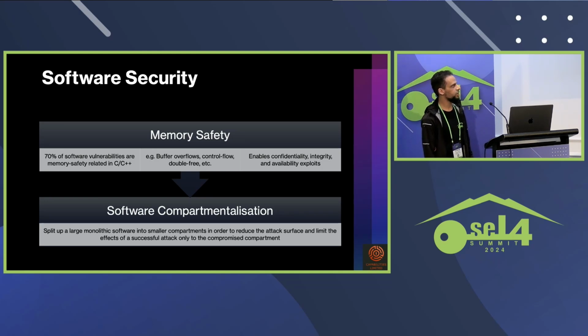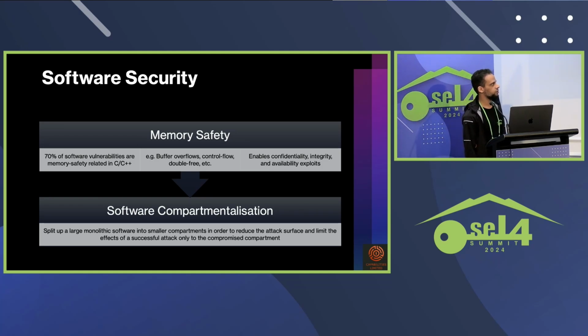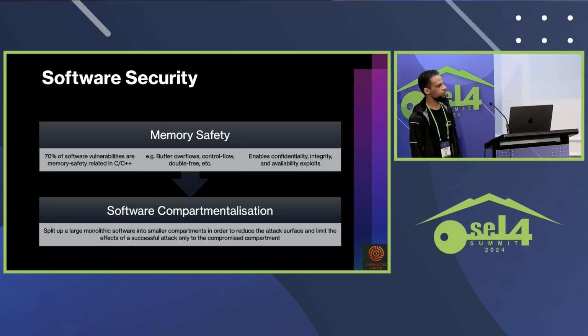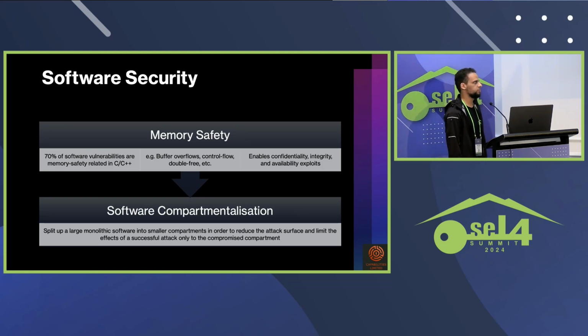For spatial memory safety, for example, if you have a buffer overflow, if you have an array of 10 objects and you are trying to access the 11th object, this is a buffer overflow. It shouldn't be allowed. Temporal memory safety is like control flow attacks, like double free or use after free attacks. And these kinds of attacks allow exploits that touch the confidentiality, integrity, and availability of the system.